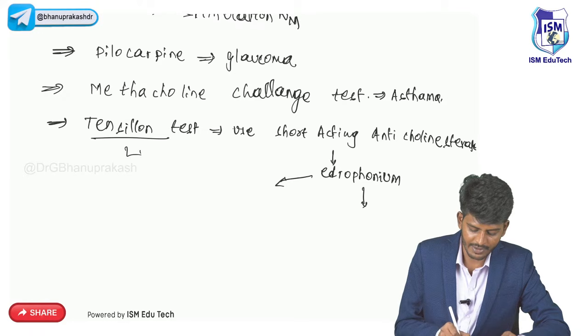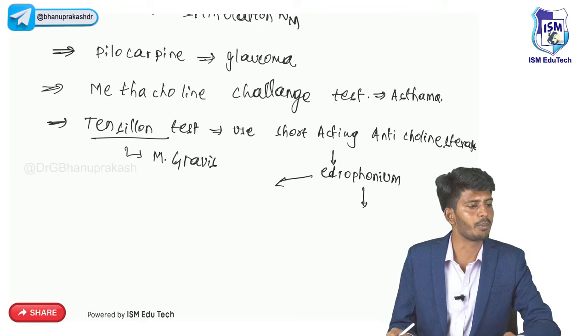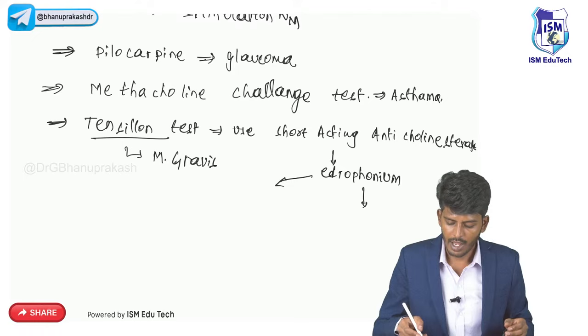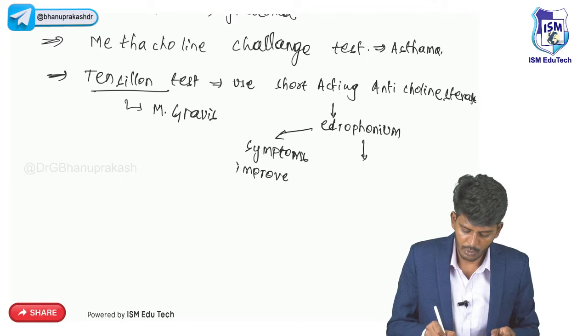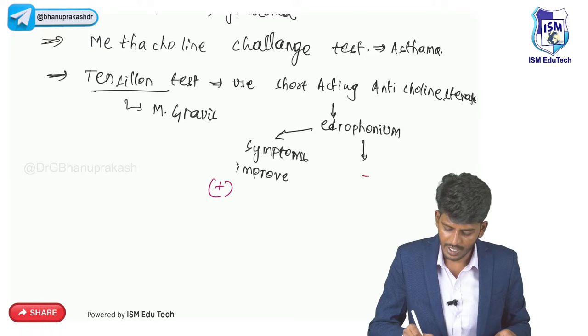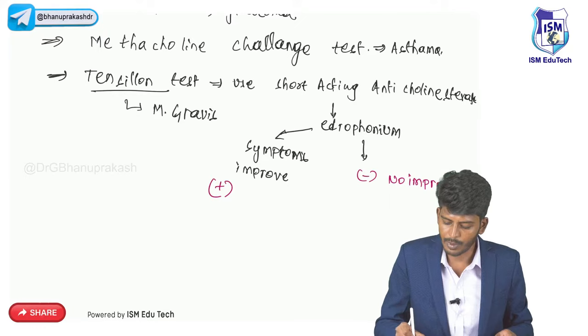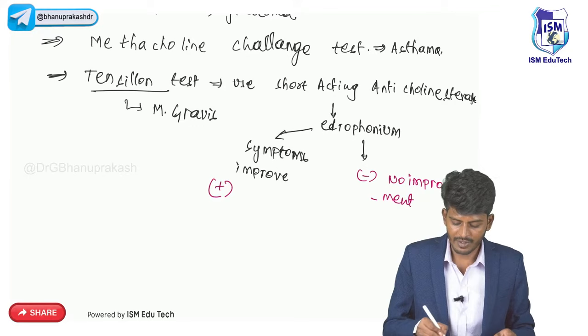myasthenia gravis. Now, a myasthenia gravis patient comes to you with complaints of weakness, drooping of eyes, etc. After giving edrofonium, symptoms improve. If symptoms improve, we call it a positive tensilon test. If there is no improvement of the symptoms, that is negative. If it is positive, that is a diagnosis of myasthenia.